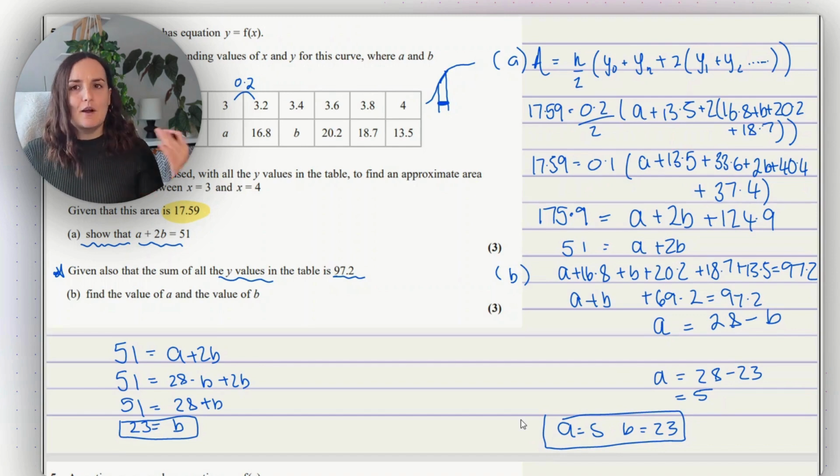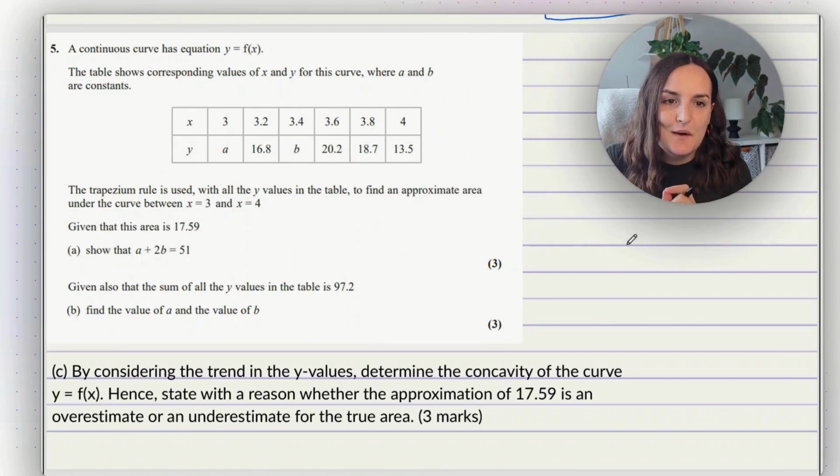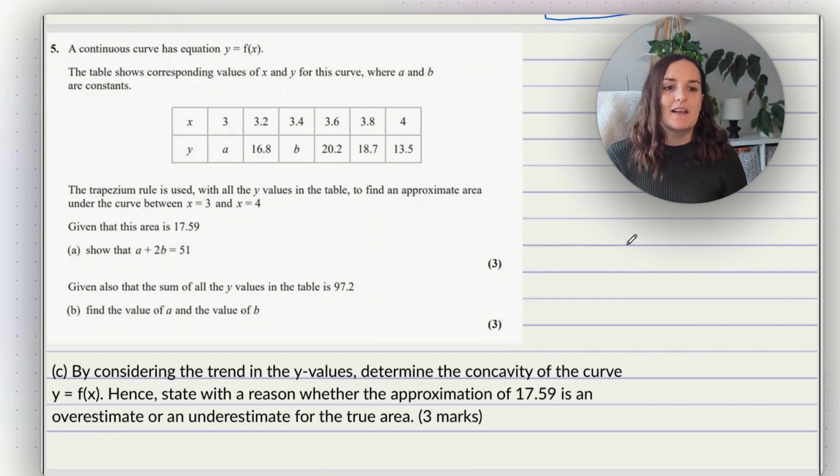Okay, so you're probably thinking, right, where is this bonus question? I'm going to show it to you now. So this bonus question says, by considering the trend in the y values, determine the concavity of the curve y equals f of x, hence state with a reason whether the approximation of 17.59 is an overestimate or an underestimate for the true area. This is a difficult question. It's really getting you to think about what is happening with this function.